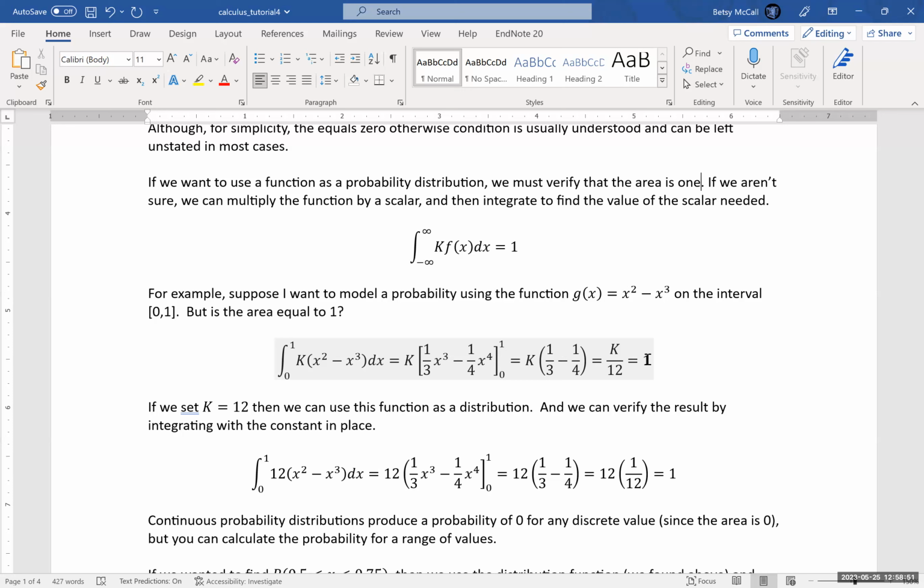If k is 12, 12 over 12 is 1, then I'm good. So my probability function is now actually 12 times x squared minus x cubed. And then I can verify that this is the case by integrating again and showing that it does, in fact, equal 1. So there will be some problems typically in a course like this where you may be asked to find k that will make this a valid probability distribution, or you may simply be asked to verify that a given function is a probability distribution.